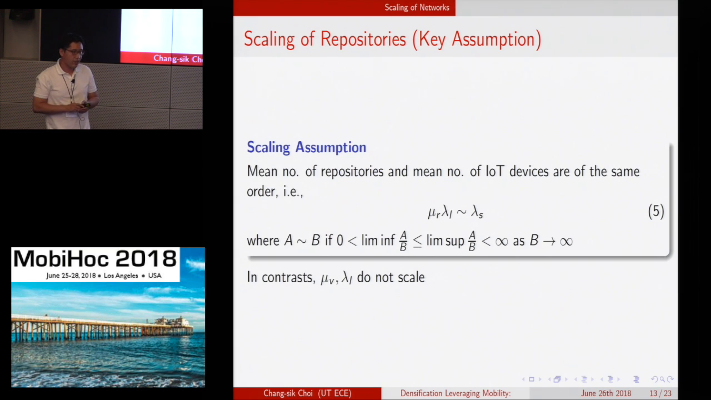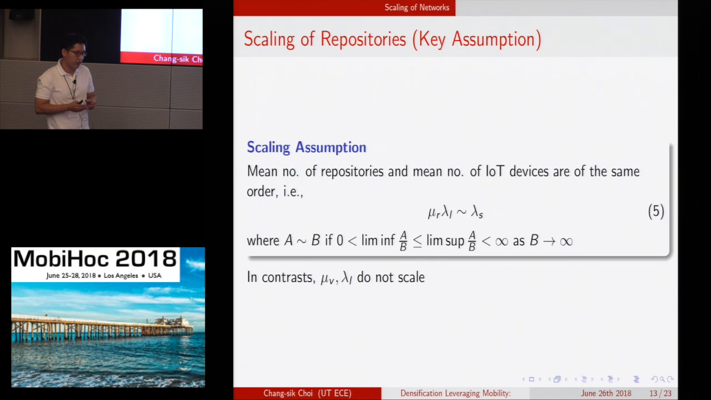And here is the key assumption of this paper, called the scaling assumption. It is as follows. The mean number of first reads and the mean number of IoT devices are of the same order, and it's captured by this equation 5. The left-hand side is just the density of the first read, and the right-hand side is just the density of IoT devices. So it means that they grow at the same rate. I want to point out two aspects. First, we do not scale the number of vehicles.